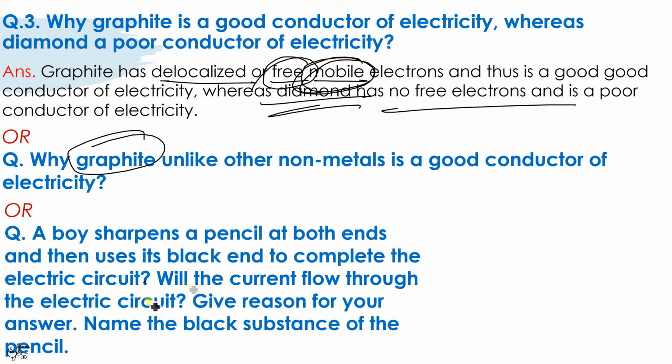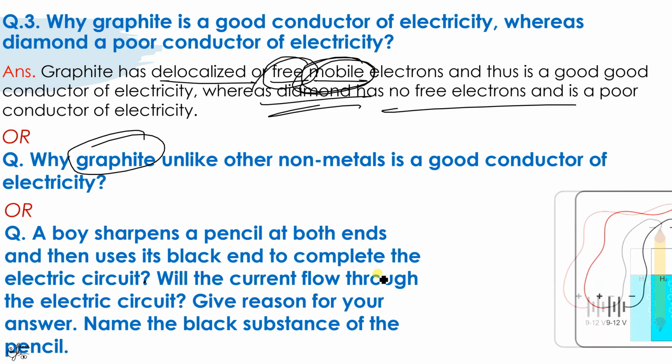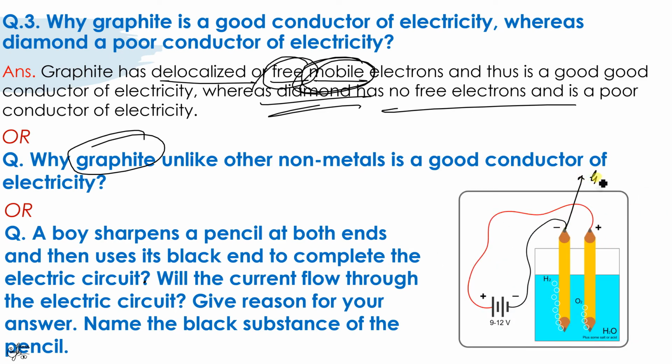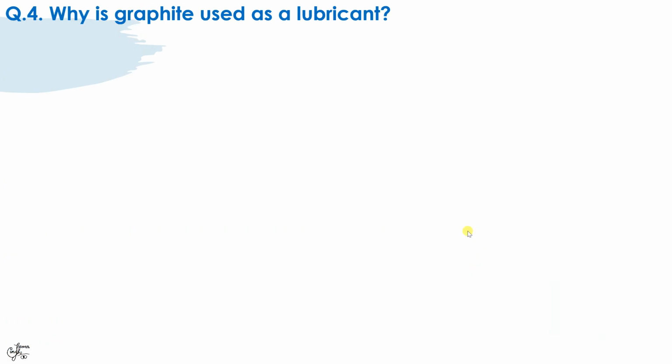You have learned in your lower classes that the black substance of the pencil, if I have to show you with the help of a figure, is nothing but graphite. The second thing you have learned is graphite is a good conductor of electricity. So obviously the circuit is complete, right? And therefore the current will flow. Will the current flow? The answer is yes. Give reason for your answer. Because graphite has free electrons, mobile electrons, delocalized electrons, and thus is a good conductor of electricity. Name the black substance of the pencil. It is graphite. You can write down carbon. Even if you write carbon, you should be getting marks, but be specific, because you know carbon exists as graphite, diamond, and fullerene. Alright, let's move further.